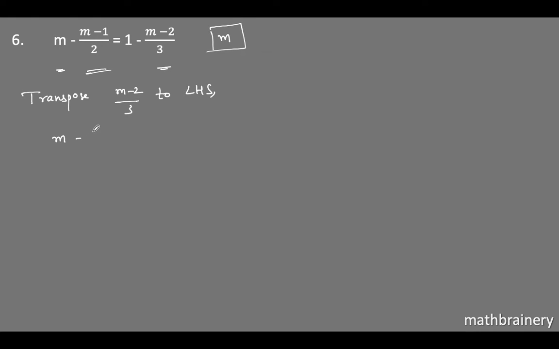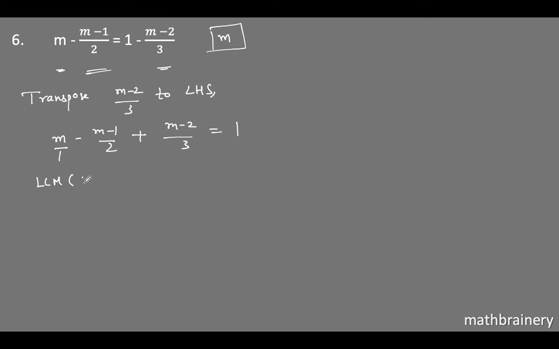m − (m − 1)/2. Now this is minus (m − 2)/3. So when we transpose it, its sign changes. So that should become plus (m − 2)/3 is equal to 1. Okay. Now let's write m as m by 1. So now what we have? 1, 2 and 3 in the denominators.